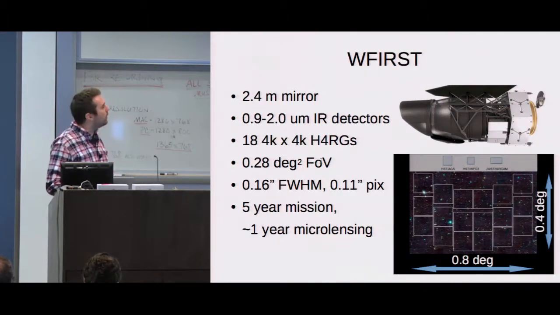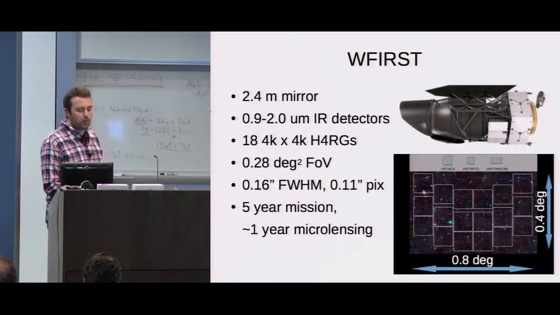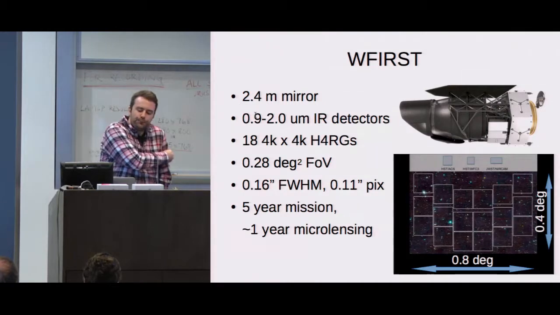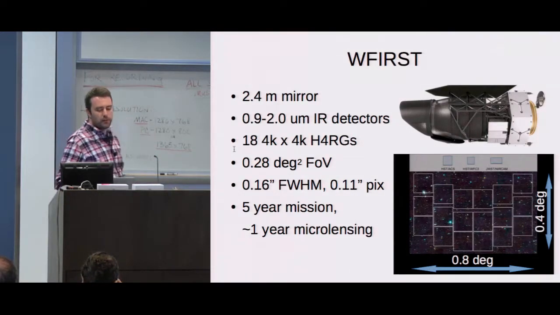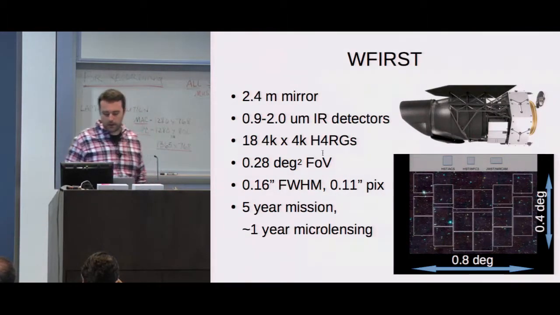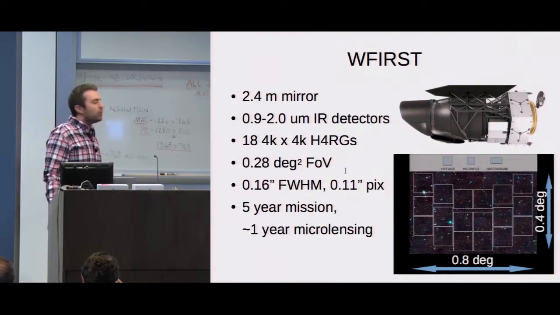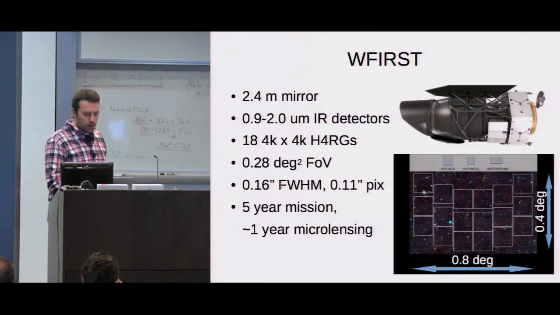It's in the infrared with sensitivity that extends redder than 1 micron, out to 2 microns. It has 18 4K by 4K detectors, which cover just about 0.3 square degrees, which is slightly smaller than the ideal, but you can only fit so many detectors in the focal plane. So this is close enough. The full width half max is better than you need for pure detections of microlensing events. I'll come back to why this is a good thing in a little bit.